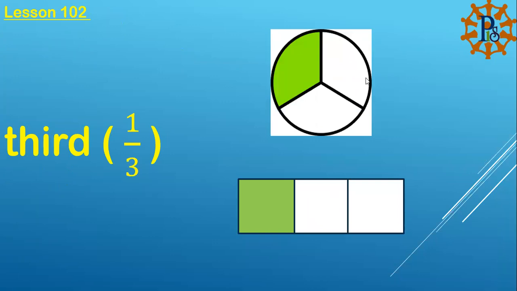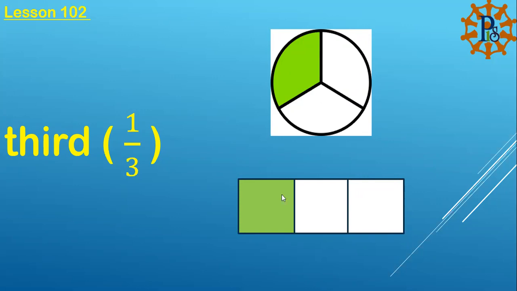Third. Here in the circle, we divide it into thirds. Three equal parts, we divide the circle into three equal parts. And the green one represents third of the circle. One, two, three. And the green one represents third of the circle.